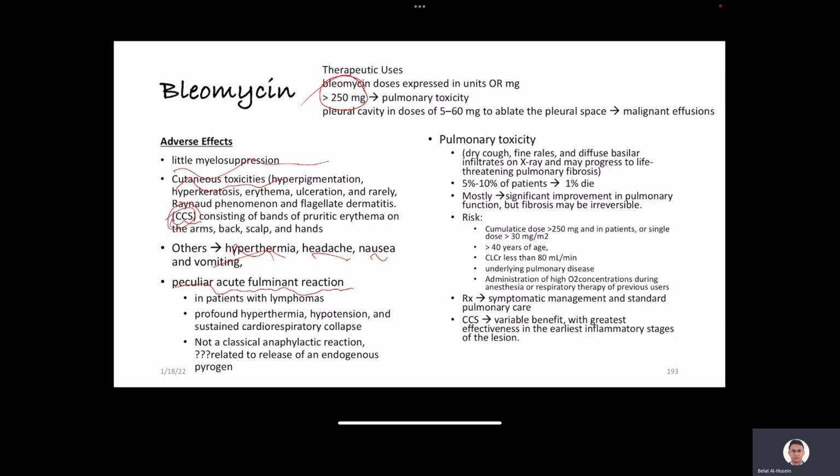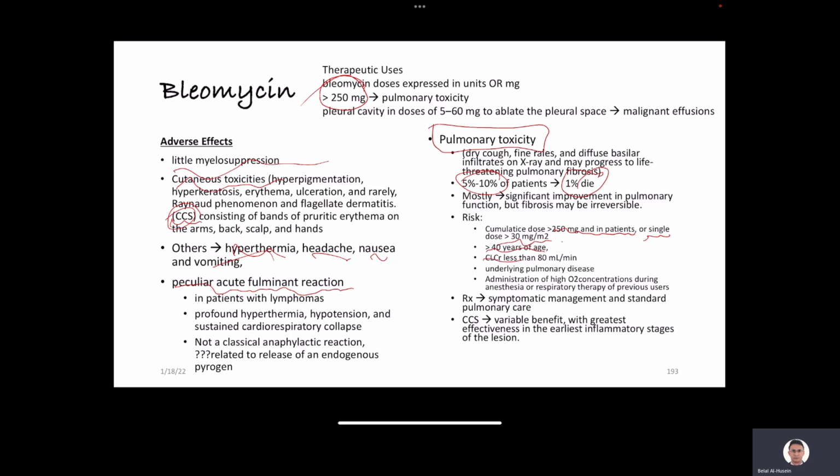are killed by bleomycin. But as we mentioned, the most common side effect is pulmonary toxicity, and it has a wide range of manifestations. 1% of patients who develop this pulmonary toxicity could die, and it develops in 5 to 10% of patients receiving bleomycin. Mostly it happens with patients who exceed 250 milligrams of dose cumulatively, or if he receives a single dose of 30 milligrams per meter square.